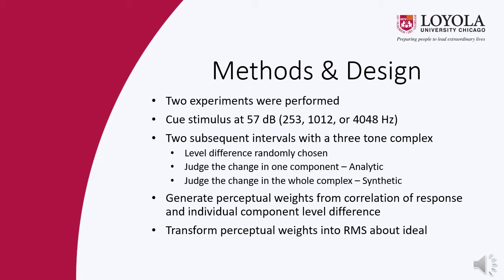The second experiment was the synthetic listening task. This task used a similar procedure and the same set of stimuli as used in the analytical task, but with some changes to the cue and the to-be-made judgment. Participants were cued with the entire three-tone complex first, with each component at 57 decibels. The following two intervals varied the level of each component, and participants were asked to determine in which interval the entire three-tone complex was louder.